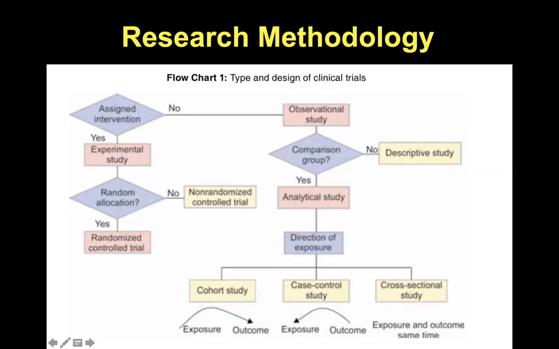This graph is very important. If the study is looking at exposure and then trying to decide what the outcome was, then it's a cohort study. If the study is looking at outcome and then trying to find out what exposure caused the outcome, then it's a case control study. And if both are looked at the same time, it's called a cross-sectional study. Is this clear to everybody?